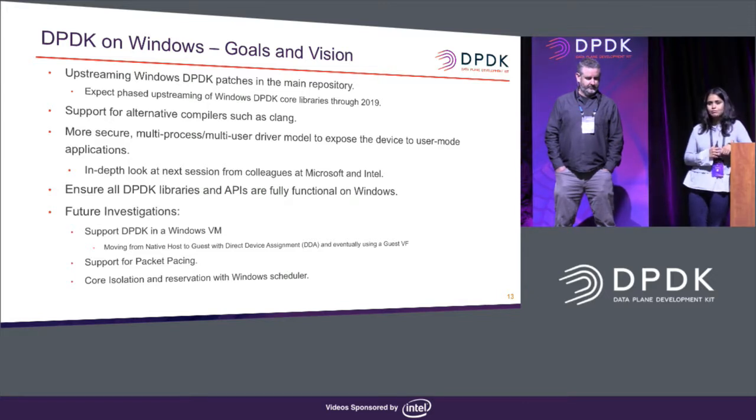as Mike has been talking about. So that's also an area of interest and something that we have started looking into, what these requirements mean and what that translates to from the Windows OS perspective. We are also looking at core isolation and reservation and what APIs are available or can be made available, so as to leverage the core isolation with the Windows scheduler. So that's where we are with respect to future investments and direction.